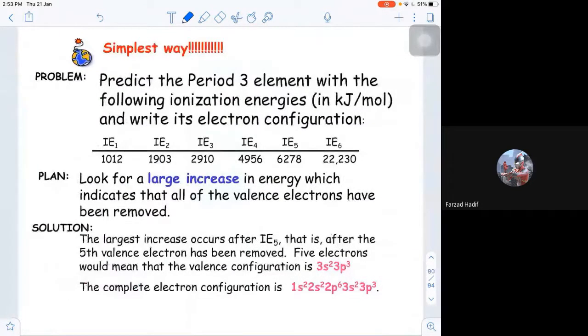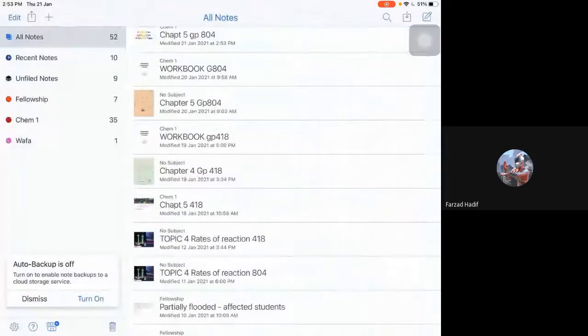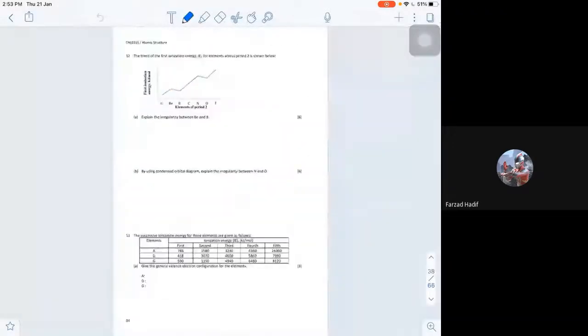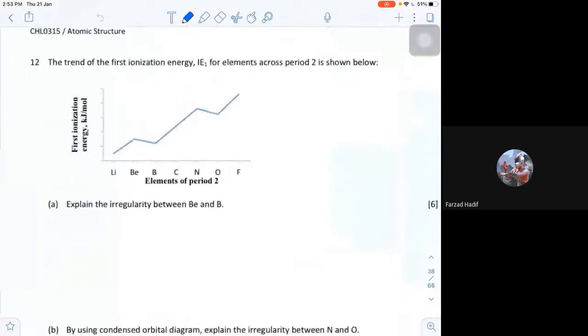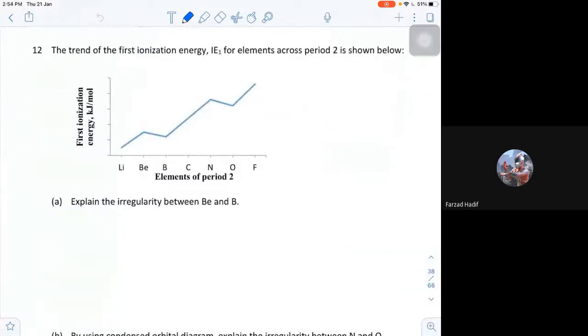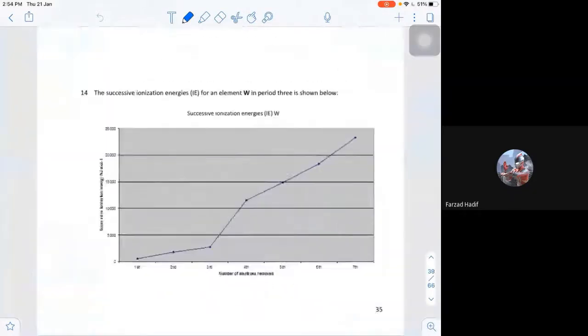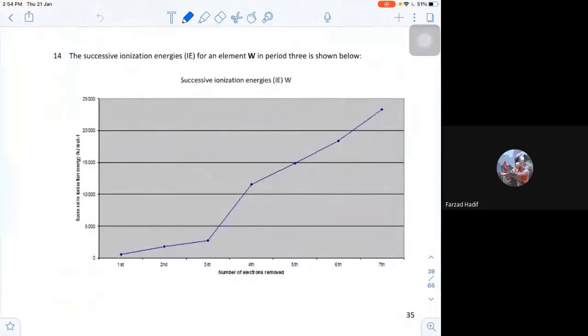Okay, we finish with the ionization energy. Let's look at the workbook, question 14. All the examples that we have discussed just now are when we have values. However, in this question 14, the values are not given. The successive ionization energy is given in the form of a graph.